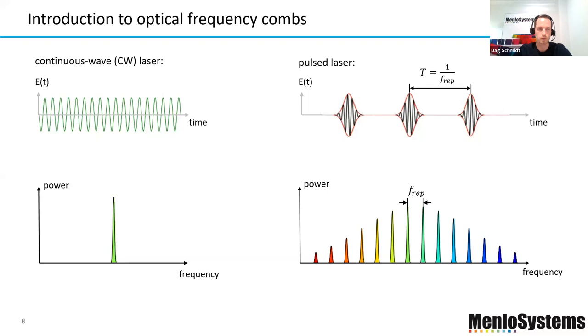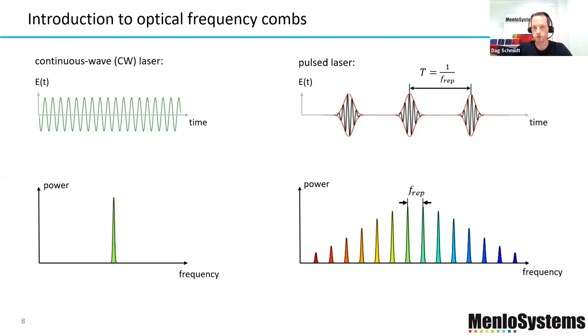For pulse lasers, of course, they emit pulses, as the name says. And the time between those pulses here is given by a time T, and this is the inverse of the repetition rate. The repetition rate really is how many pulses per second are leaving the cavity. And the spectrum of such a pulse laser looks like this. It has multiple spectral lines, and they're all separated by this repetition frequency.